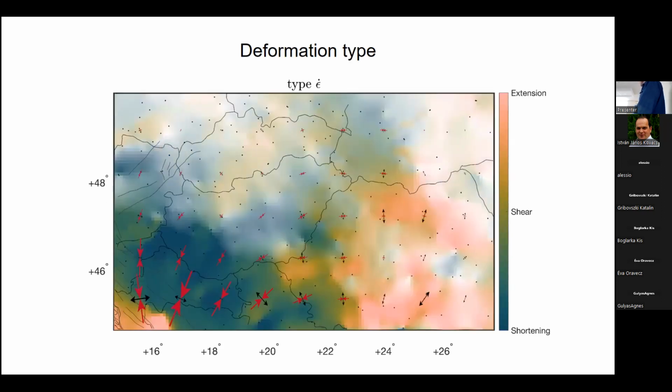Okay, so here is the deformation type. Blue colors denote shortening, these pinkish colors extension, and then in between this greenish shows the shear type deformation.